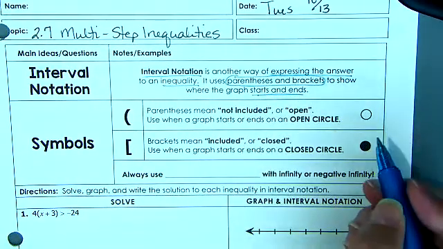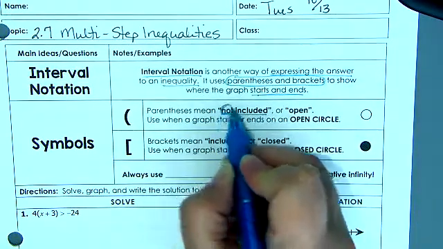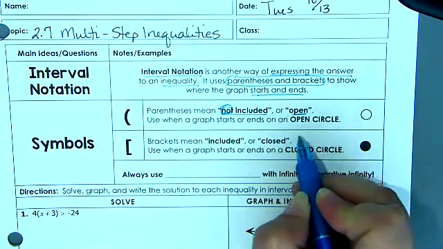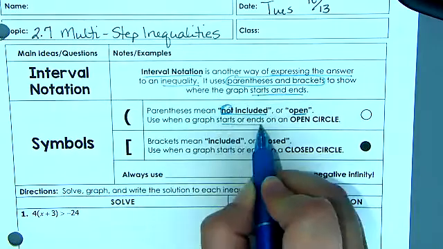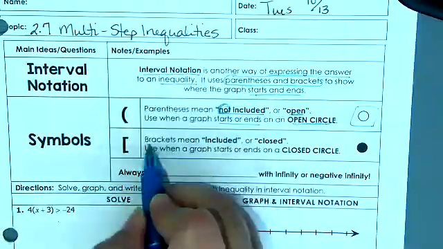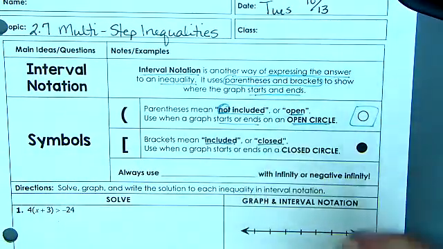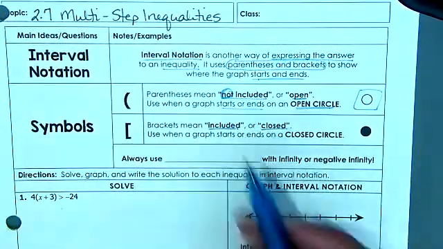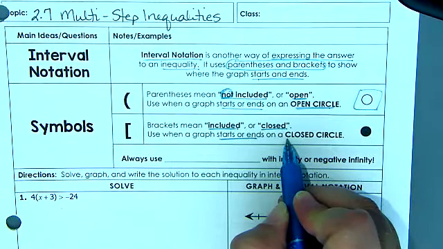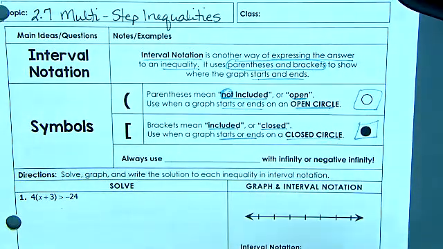Okay, so for parentheses, that's when it's not included. It's not included or it's an open circle, okay? You use it when the graph starts or ends on an open circle. Brackets mean it's included. That means it's closed. Use them when the graph starts or ends on a closed circle or filled in circle, okay?